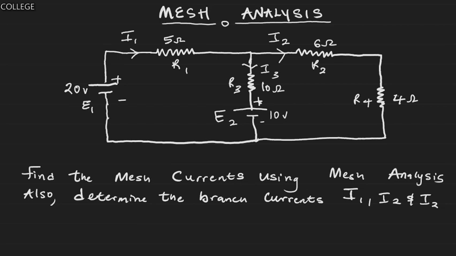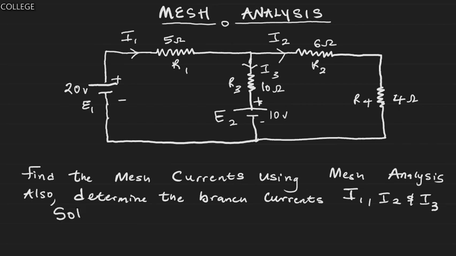Welcome to college. Today we shall look at an example under mesh analysis. In this given circuit, we are being asked to determine the mesh current and the branch current. The branch currents I1, I2 and I3, which are already indicated in the circuit, and also their direction, are given in the circuit above.